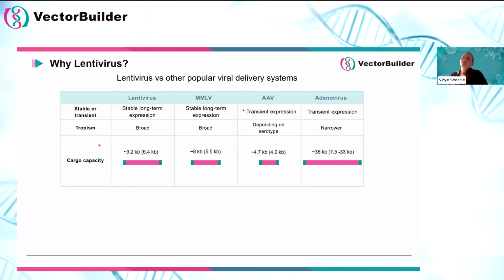There are some cases where lentivirus may not be your best option. So although it has a decent cargo capacity of around 6.4 kbs, which does surpass MMLV as well as AAV, if you want to deliver larger transgenes, then an option such as adenovirus may be better, which can accommodate up to 33 kilobases, depending on the type of adenovirus you use. And if you do start exceeding your cargo capacity of lentivirus, this can affect packaging efficiency. So this is an important consideration to make.